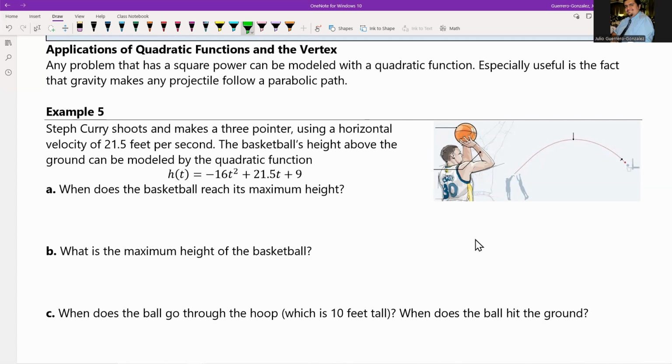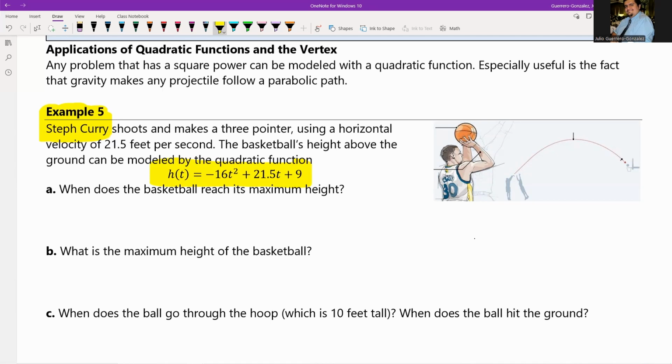Okay, for this example. So suppose, just you guys remember Steph Curry, our Warriors star player. Suppose Steph Curry shoots and makes 3-pointers, right? And he has a vertical velocity on it of 21.5 feet per second. Once you get to physics, you'll learn how to construct these kinds of equations. They're kinematic equations if you haven't taken physics yet. Okay, that is the quadratic equation for the path of a basketball in the air, at least with these conditions. Okay, so let's start.